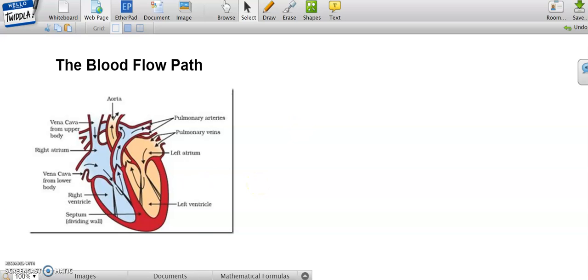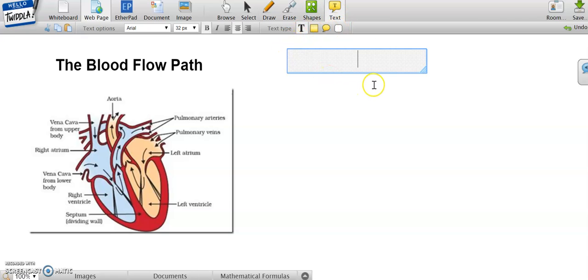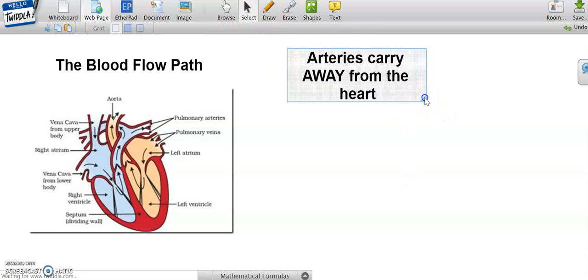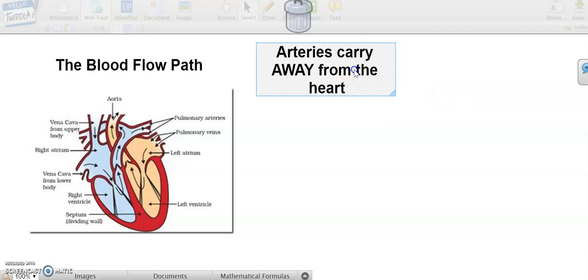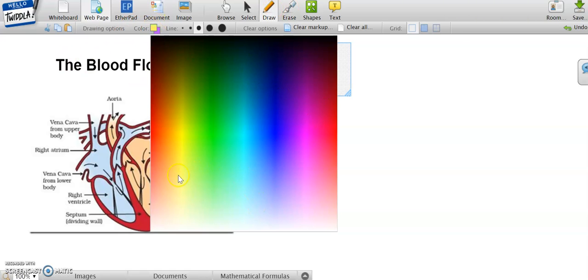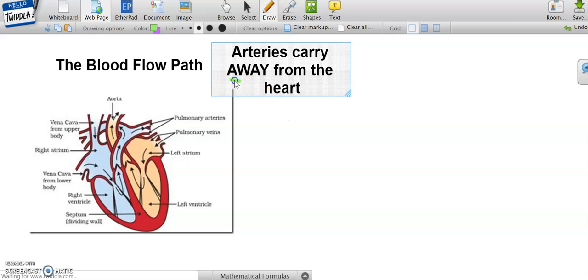flows exactly. So your key thing here is going to be that arteries carry away from the heart. Okay, so this is going to be your key. Now, you have your A and A. That's how you're going to remember that.